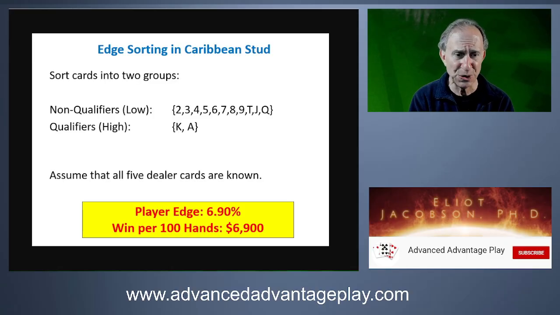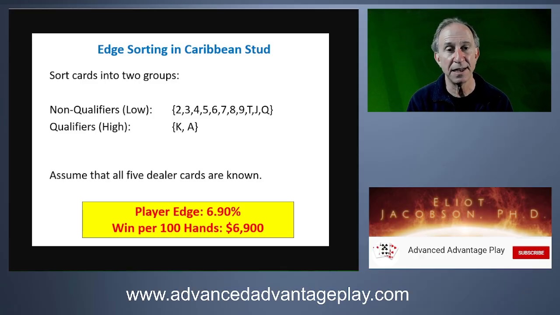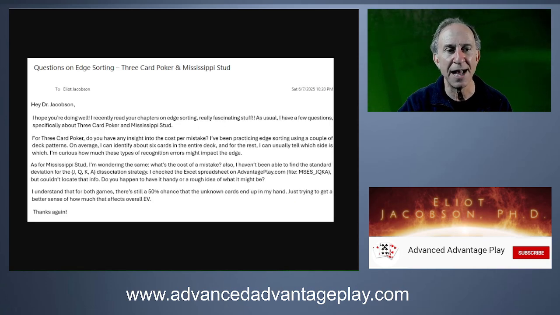So you can get quite a significant edge, 6.9% with perfect sorting of the cards, with the perfect read of all of the cards without any errors. And I'm not sure any team has ever really managed the full 6.9, but that's a lot to play with as far as errors go. So if we go back to the original email, the email asks about 3-card poker and Mississippi Stud. So let's just go ahead and look at those two.